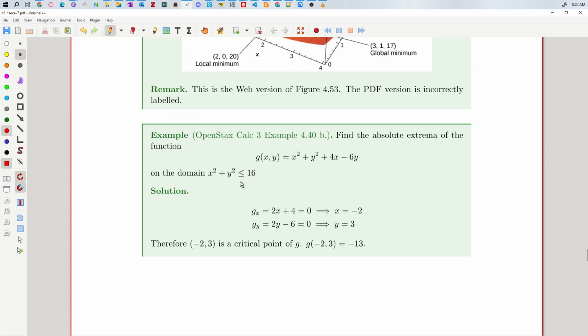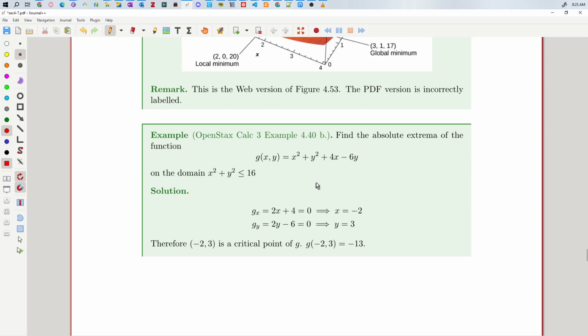This less than or equal to means that we include the interior. We include, for example, the origin (0, 0). So this is a disk of radius 4. And this is a function we're trying to find the absolute extrema for.